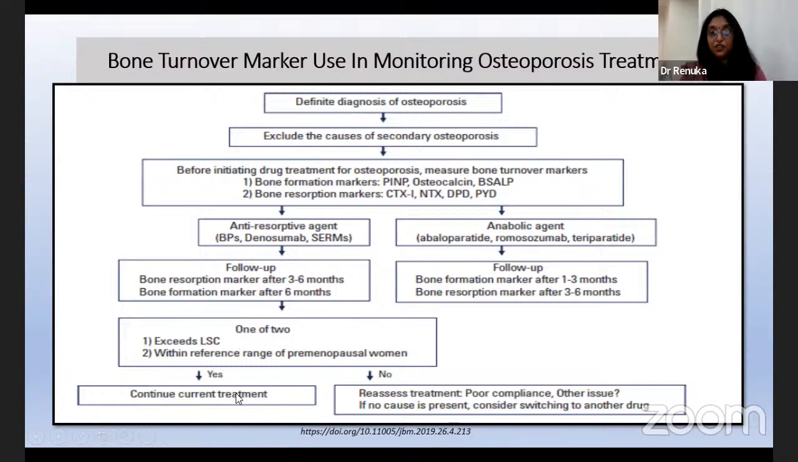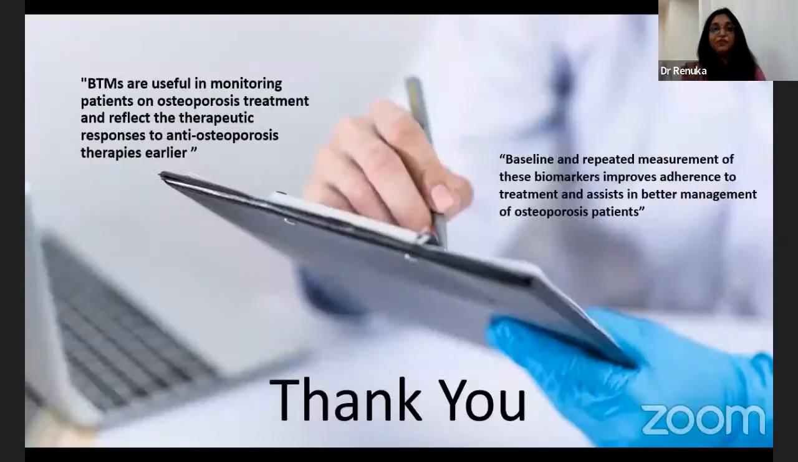If yes, then you can continue with the treatment. Otherwise, you need to reassess the treatment and, if required, move to the next drug. When it comes to the anabolic agents, it is better to look for the formation markers after 1 to 3 months, because we see a quick rise over here, and the resorption markers at 3 to 6 months.